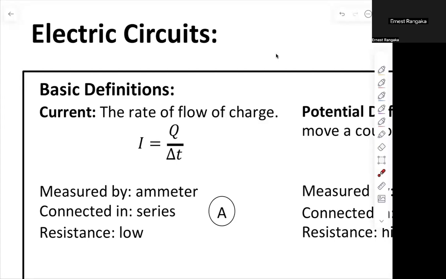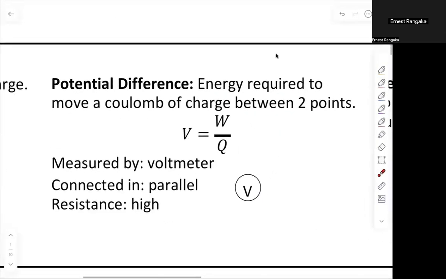Next up, we're going to look at potential difference. Potential difference is the energy required to move a coulomb of charge between 2 points. So again, V, which is our potential difference, is equal to W, which is our energy or work, over Q, which is the charge we're dealing with there. This is measured using a voltmeter. Voltmeters are usually connected in parallel.